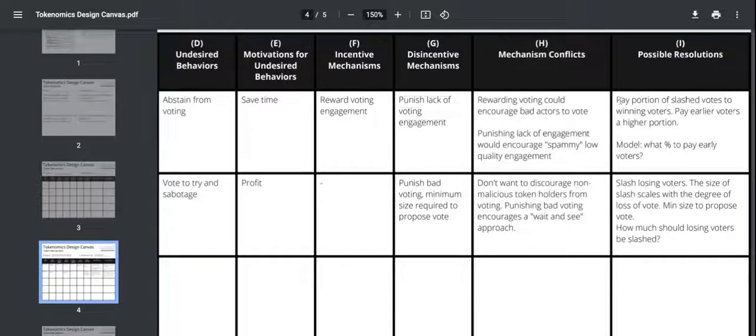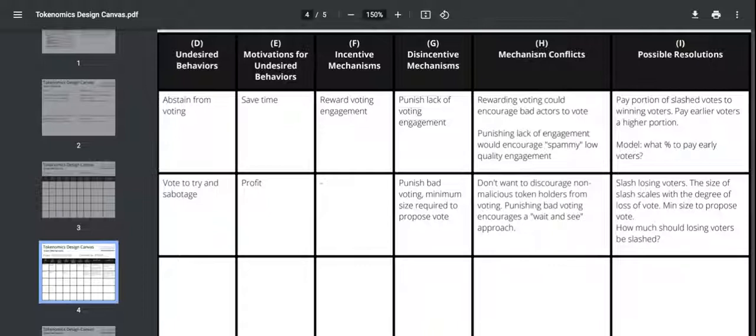Conversely, if we pay a portion of those slashed votes to winning voters, then we're going to get more voters encouraged, rewarding people to vote, which is what we wanted. And we can pay earlier voters a higher portion, right? So if I'm the very first person to vote, I can get a higher portion of the rewards, which counters that wait and see approach that is introduced because there's some slashing to the losing side.